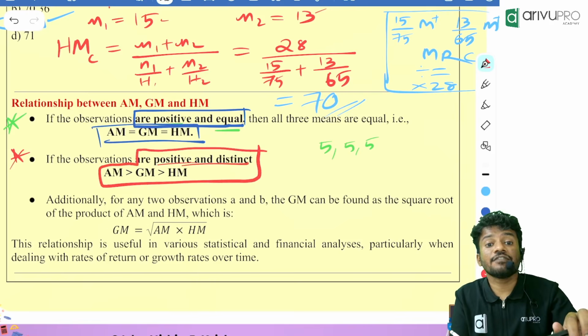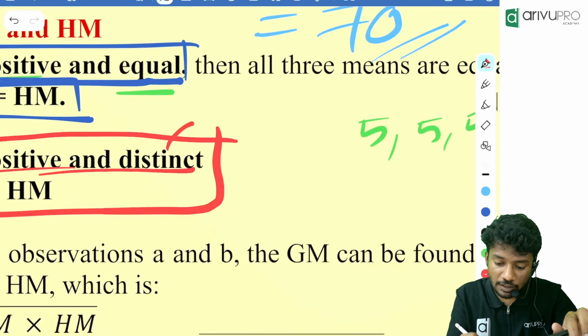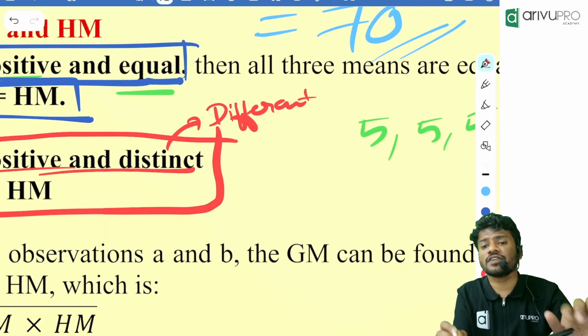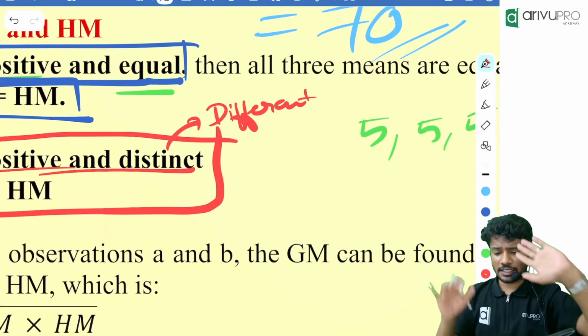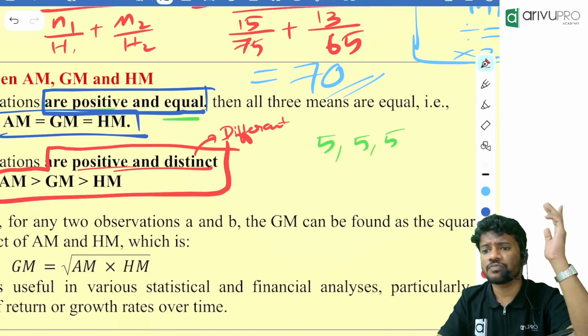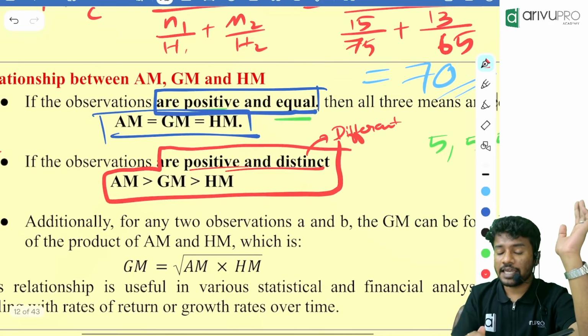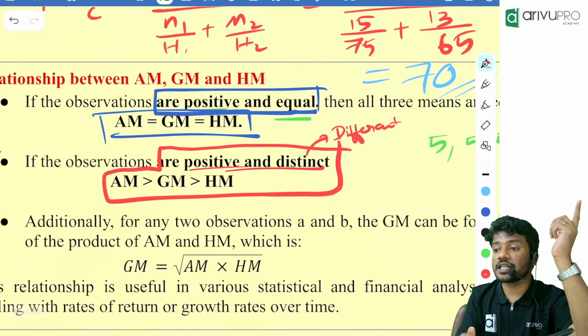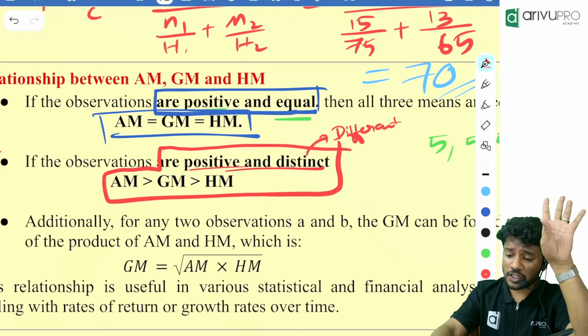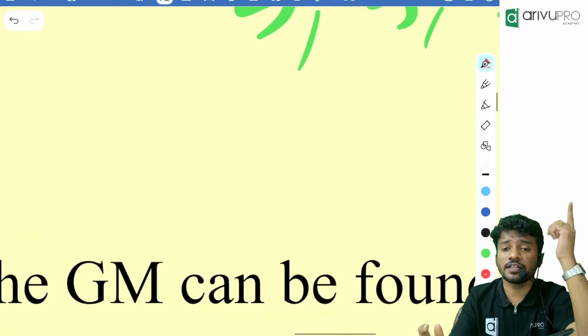Distinct means different, or different values are there. For example, 1, 2, 3, 4, 5, 6, different values. Then, AM is greater than GM is greater than HM. I know it is very difficult to remember this, but you will not forget something which you studied in the past.